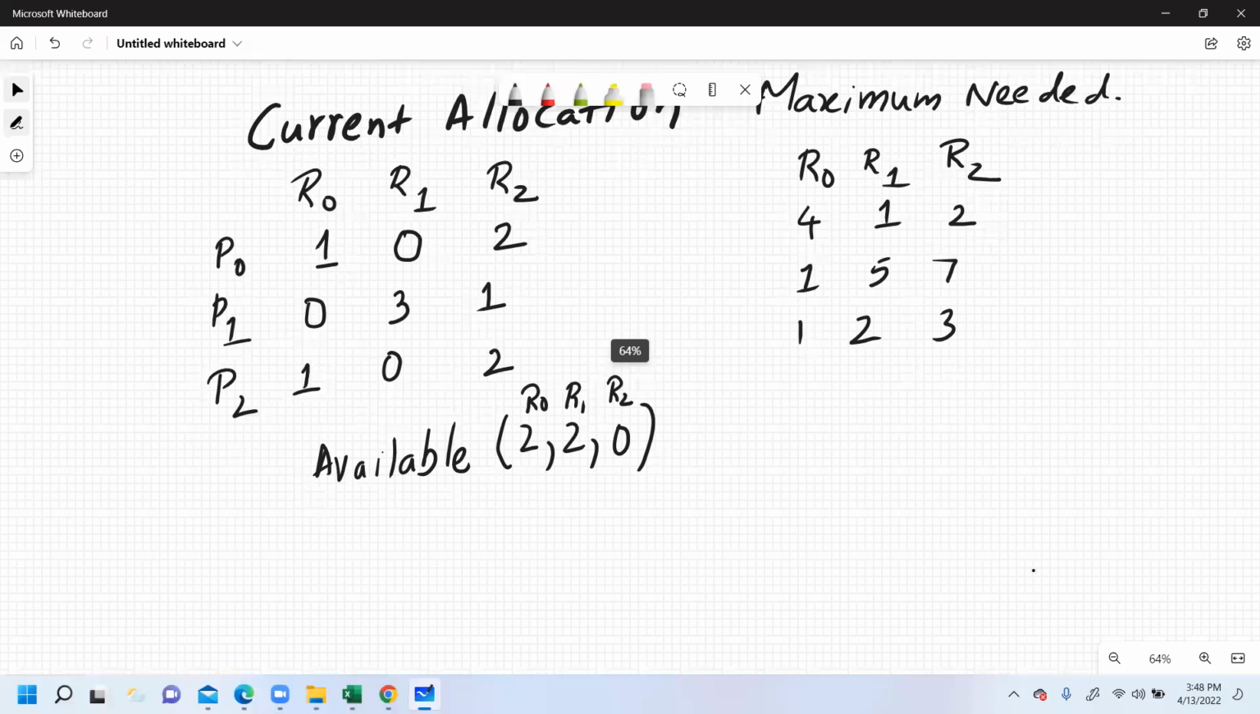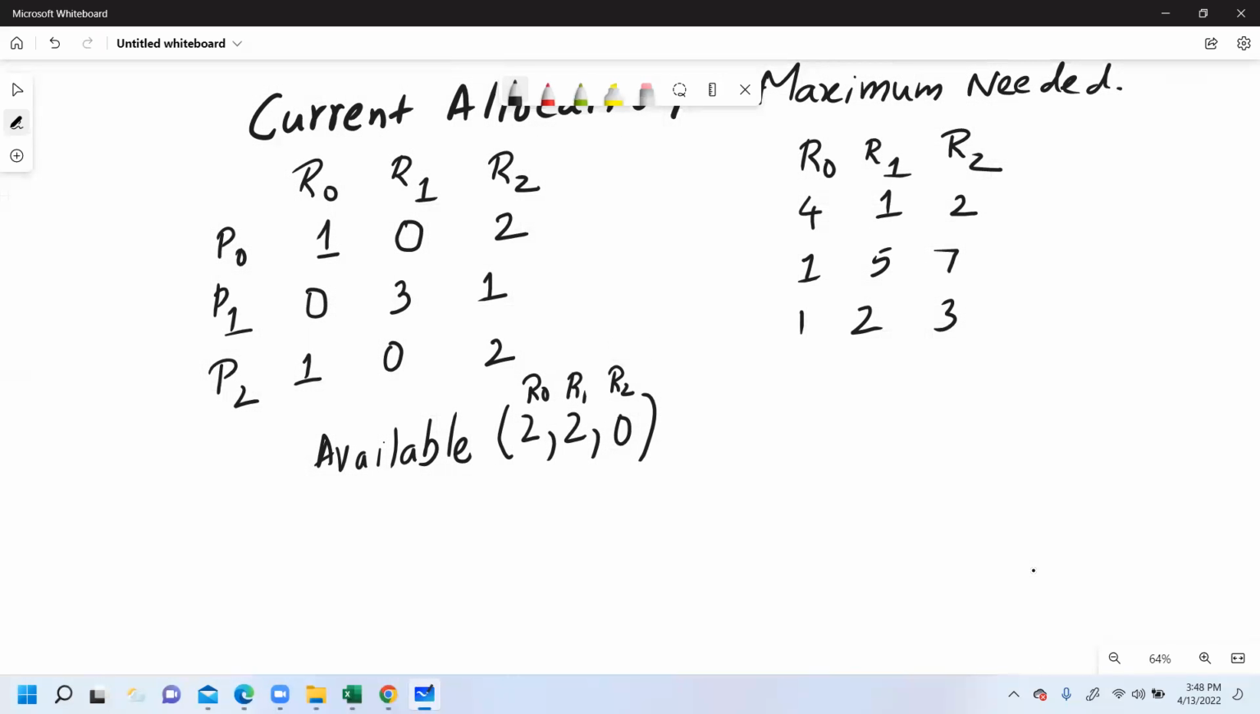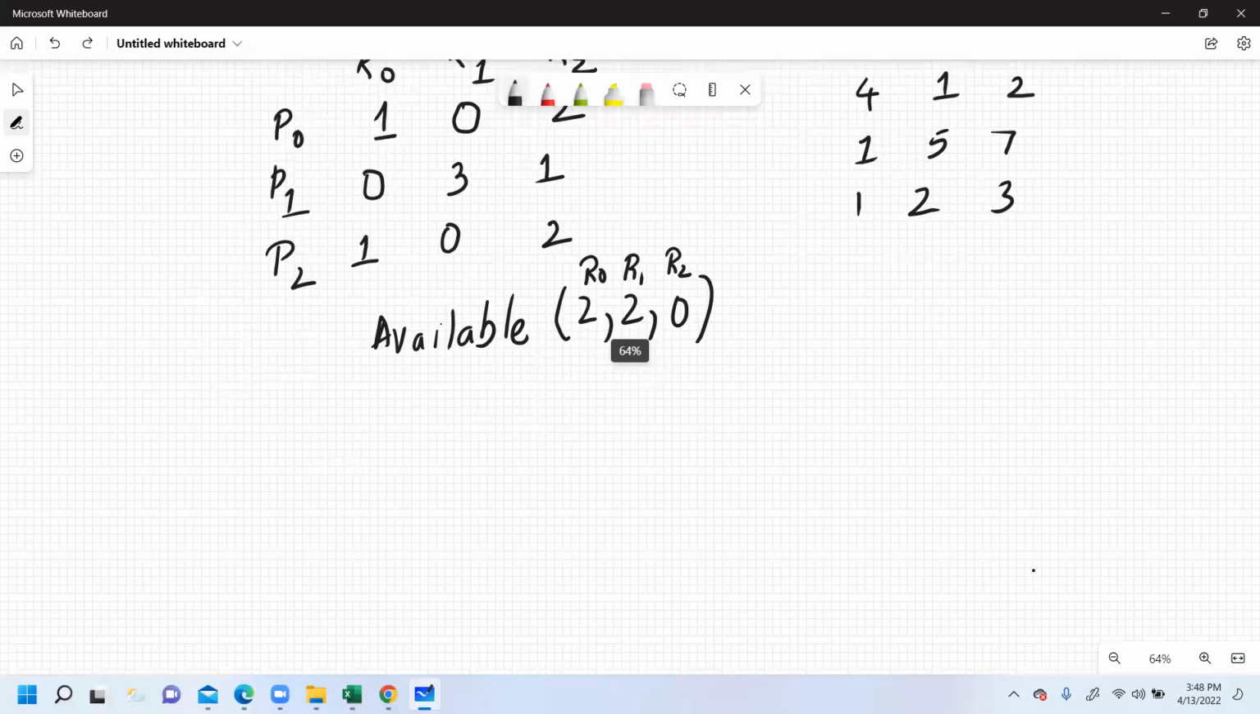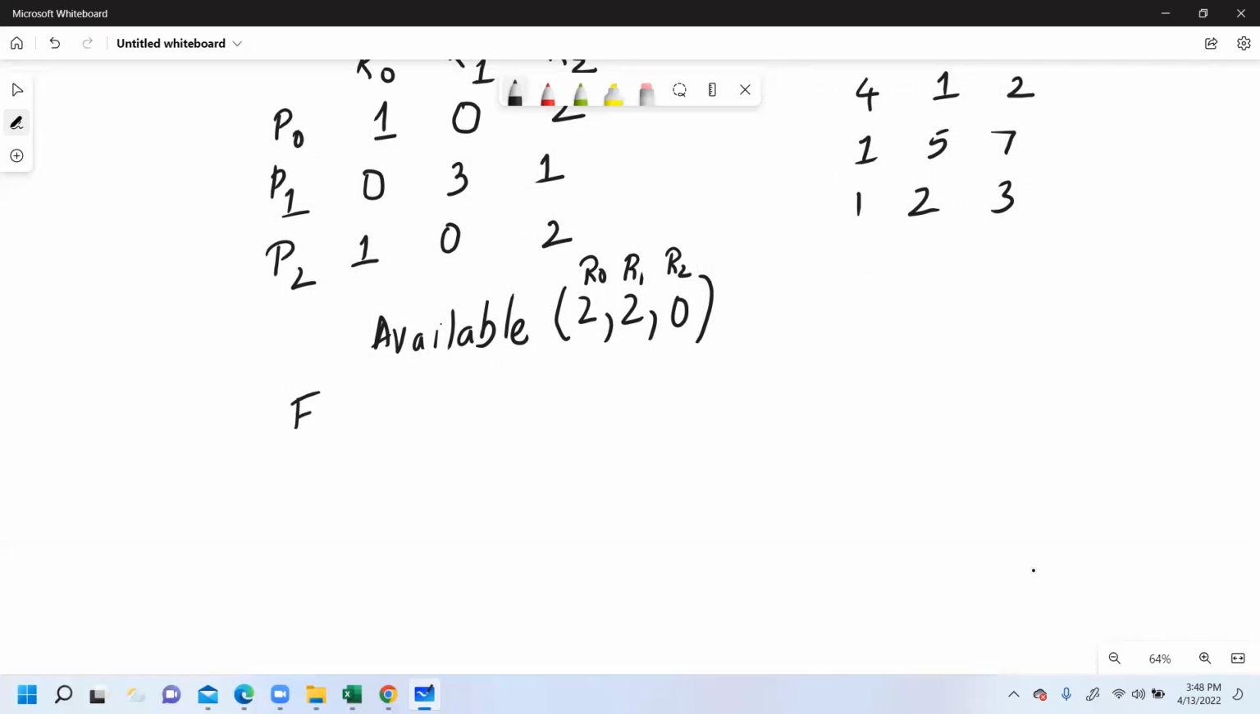If you're going to read William Stallings for this study, trying to understand his algorithm is very difficult. It's a difficult textbook to read. I think Tanenbaum is much better, and I think other books are much better in explaining this.